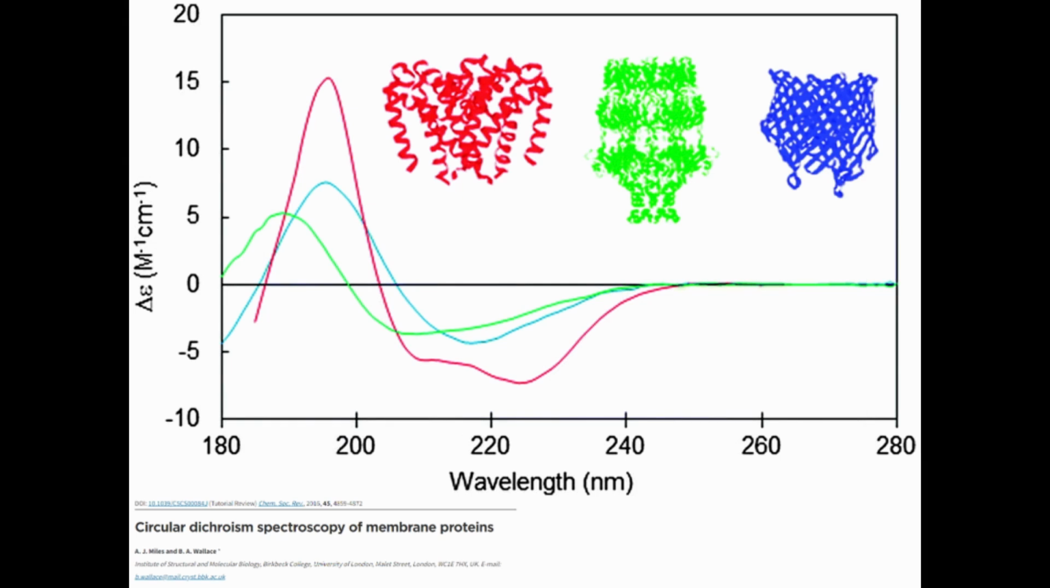As an example, here we show overlapped circular dichroism spectra of membrane proteins. In red, the typical spectrum for proteins having predominantly antiparallel alpha helical bundle. In blue for proteins with predominant beta barrel, and in green for proteins with mixed helical, beta sheet, and unordered structure.